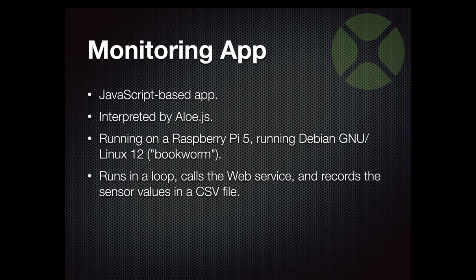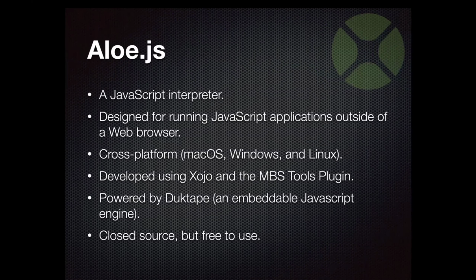But getting back to allo.js, what it is, it's basically a JavaScript interpreter that lets you run JavaScript applications outside of a web browser. It's cross-platform, runs on Mac OS, Windows, and Linux. And here's why I'm showing it in the Xojo webinar. This is something I've developed in Xojo using the MBS Tools plugin. So the guts of it are an embeddable JavaScript engine called Duct Tape.